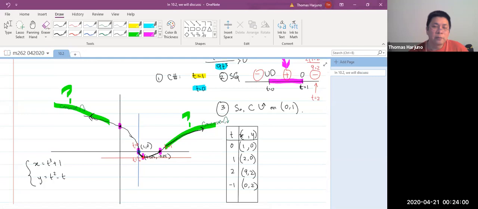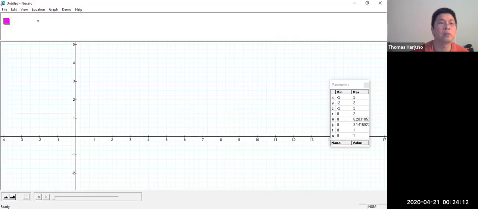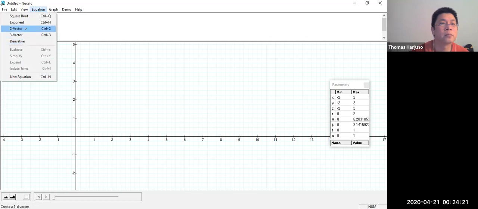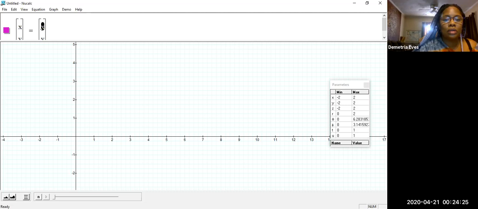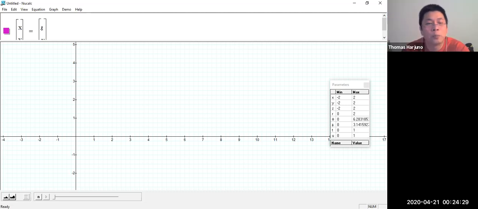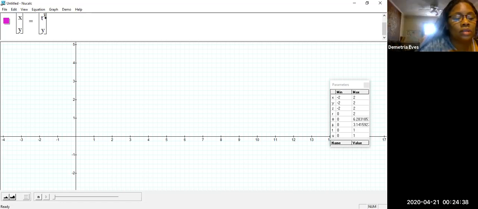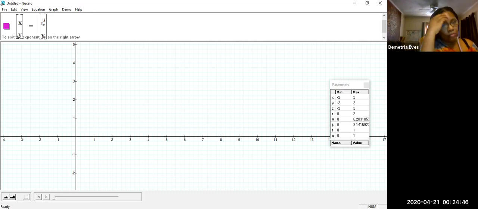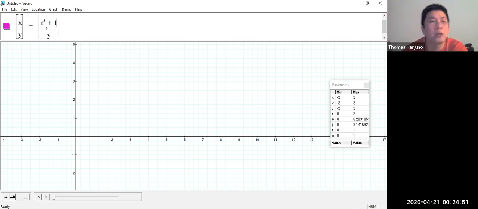Okay. Now let's try to graph this function. I have the software with which we are actually able to graph that. Now, somebody help me find what's the x again? For the original? Looking for the equation? Yeah, t cubed plus 1. T squared minus t. Plus 1, and then the one for the y would be t squared minus t.